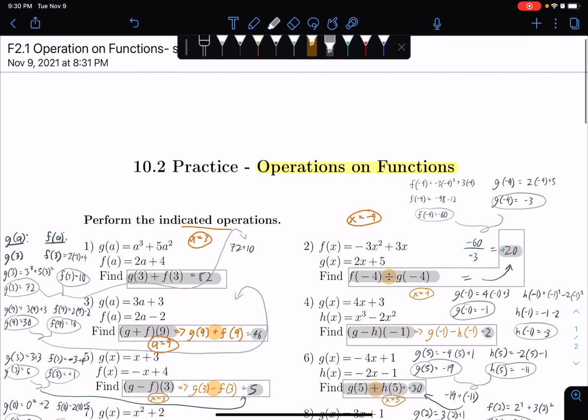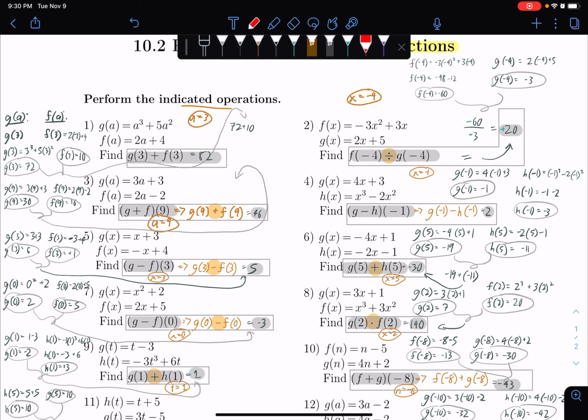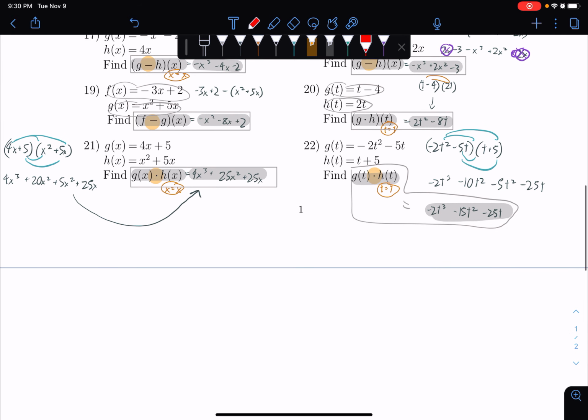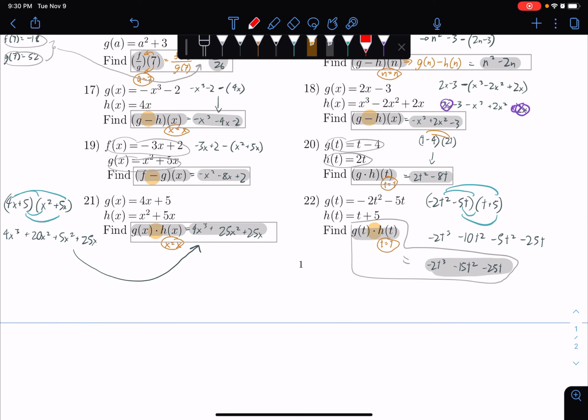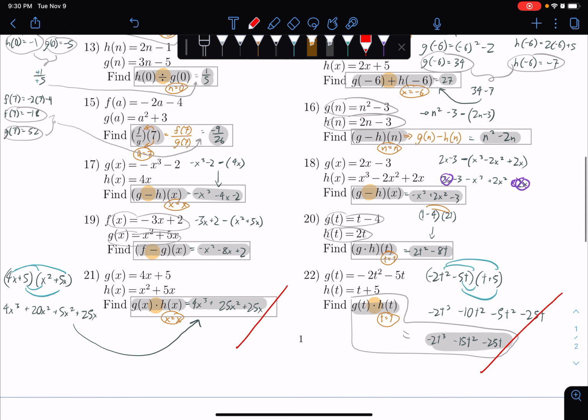Okay, let's check. I have the answer key of this worksheet beside me. So come along, let's check. Let's do something fun. Let's start from number 22. So negative 2t raised to 3 minus 15t minus 25t, correct. I won't be dictating it anymore. It's really redundant I suppose. So that's correct.